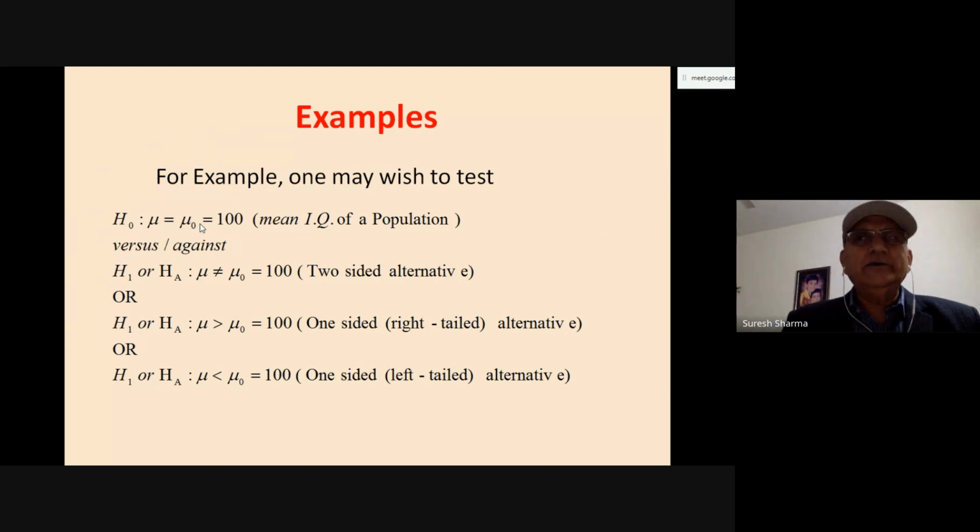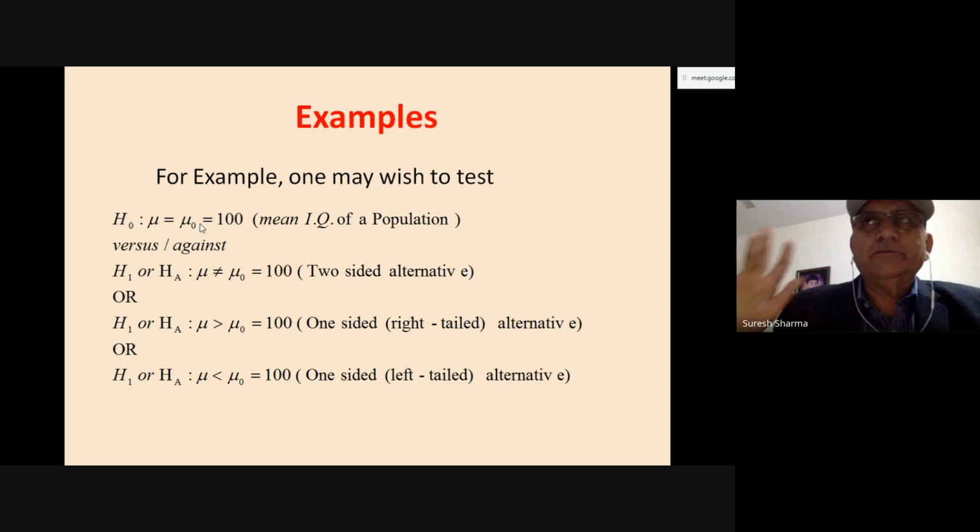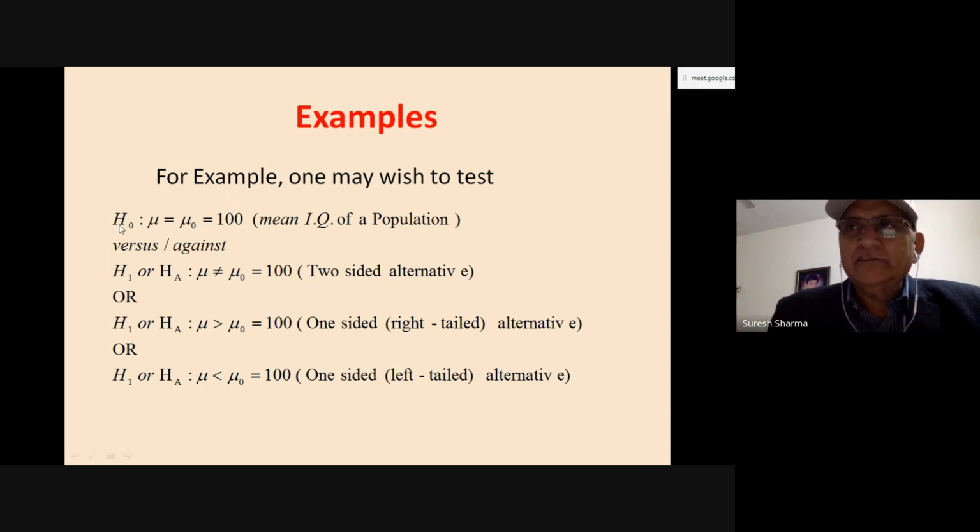So under H naught, whatever is the claim, you always put under H naught. Hopefully you understand how to frame this null hypothesis. It's not necessary you are always having mean. You can also test proportion. Let's say somebody has an idea that 40% of this population is likely to vote for this party, maybe BJP or Congress. So H naught will be, capital P will be equal to 0.40.